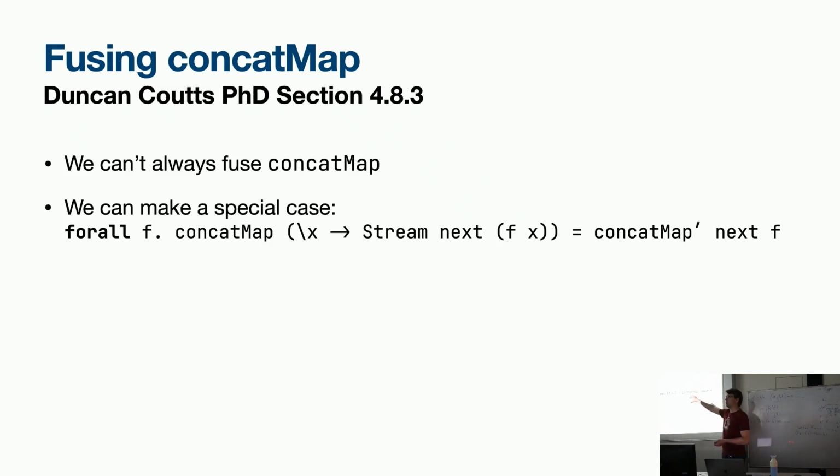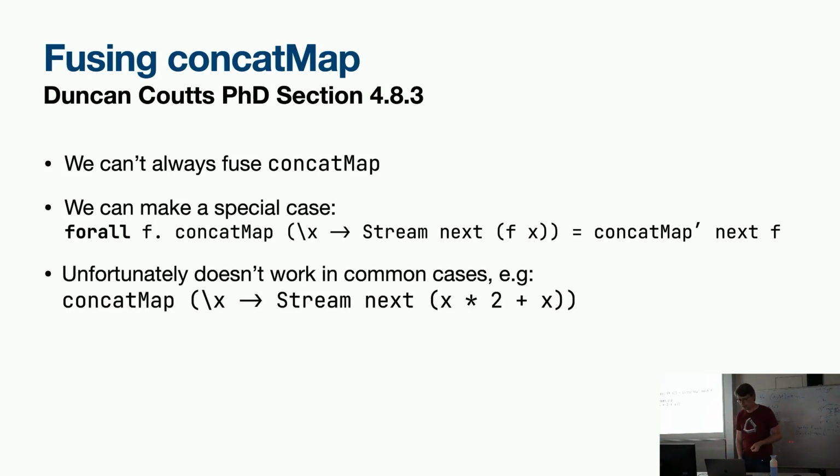If the concat map is used in a certain form, where you have concat map of some lambda which then starts immediately with a stream constructor, then we can rewrite this to this special concat map prime function, which is nicely fusible. So you might think we can just use this rewrite rule, but there's a problem: it doesn't work in many common cases, such as this x times 2 plus x.